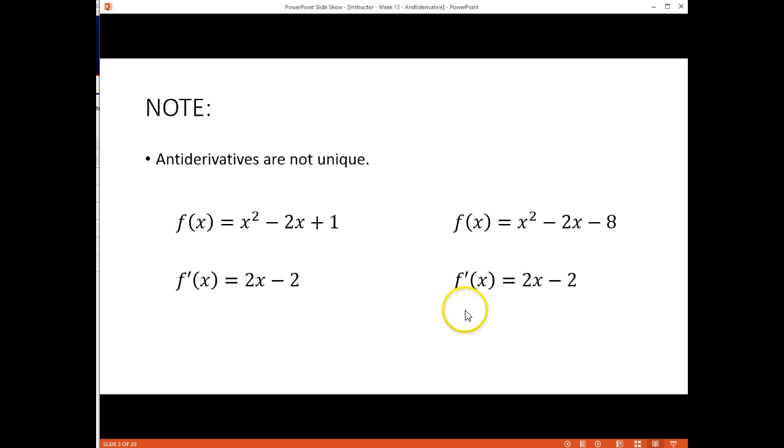Okay? However, remember, antiderivatives work backwards. So the question is, when I work backwards, how do I know which one of these to pick? And we're going to talk about the general form of an antiderivative, what's called an indefinite integral. We're going to get into that in a second.